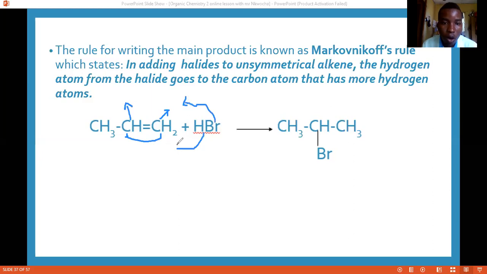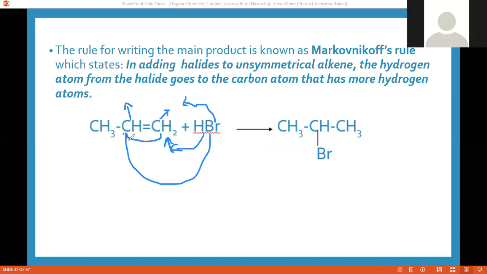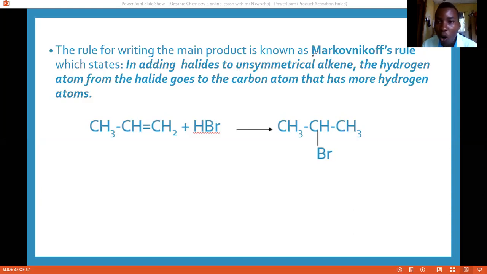First of all, there's a common atom effect. The hydrogen will go to the first carbon that has more hydrogen atoms, while the bromine will go to the second carbon that has fewer hydrogen atoms. That law is known as Markovnikov's rule. What does the rule say? It says that when we have an unsymmetrical alkene, the hydrogen goes to the carbon of the double bond that has more hydrogen atoms, while the halogen goes to the second carbon that has fewer hydrogen atoms.